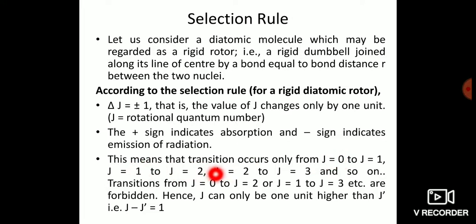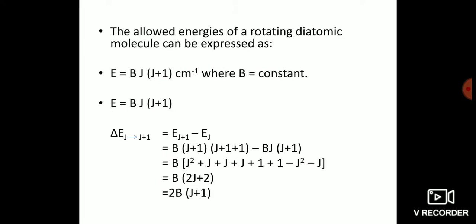Hence we can see that J can only be 1 unit higher than J dash, so J minus J dash is equal to 1. Let us consider this further. The allowed energies of a rotating diatomic molecule can be expressed as E equals B J (J plus 1) centimeter minus 1, where B is a constant. So the transition occurs from J to J plus 1 and so on.